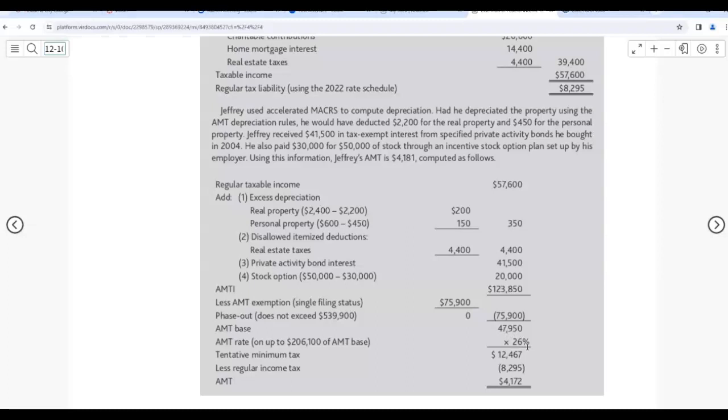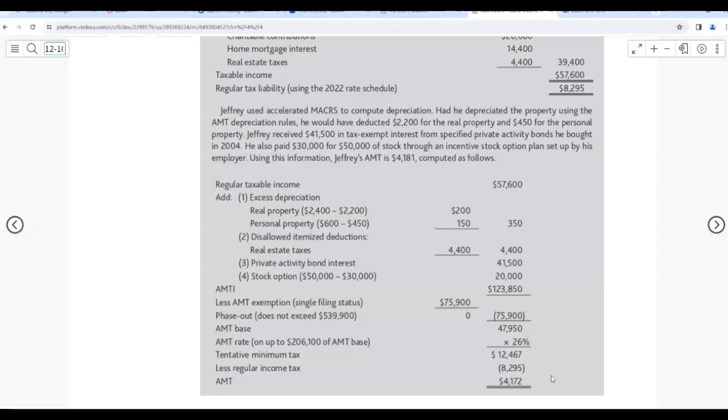The AMT rate applies to this: 26% of this, up to 206,000. Remember, that's the threshold, so this is way below that. So 26% of 47,950 is $12,467 tentative minimum tax. He's already paying $8,295, but we have to tell him that there is also an alternative minimum tax applicable, so that will be added. You end up paying $12,467 at least.